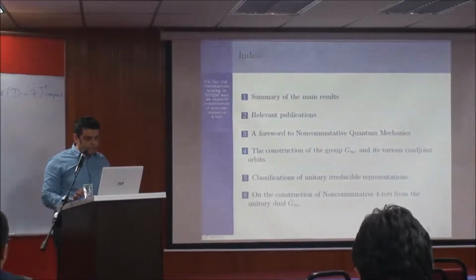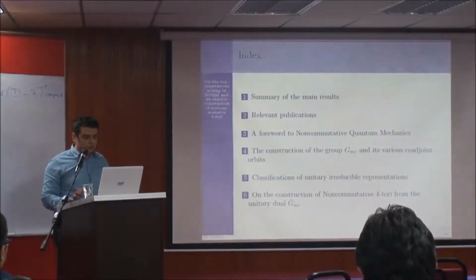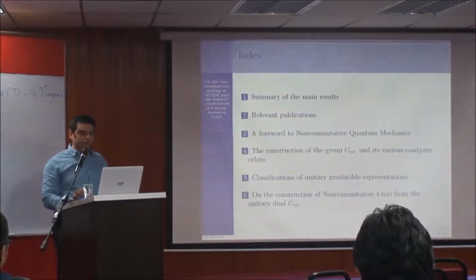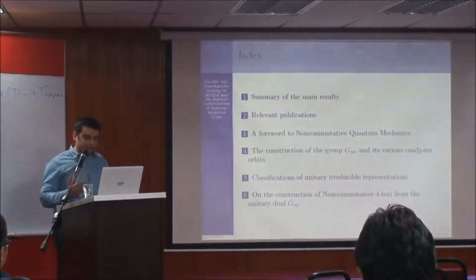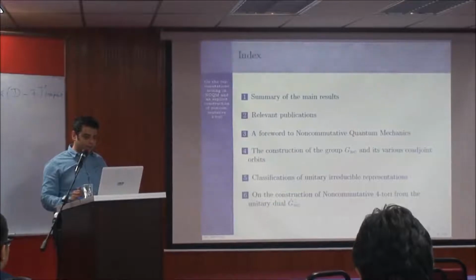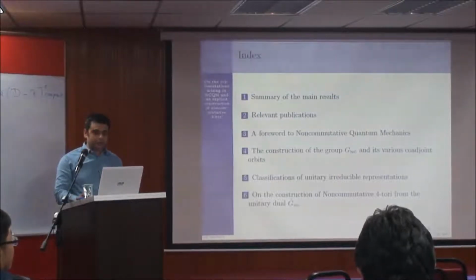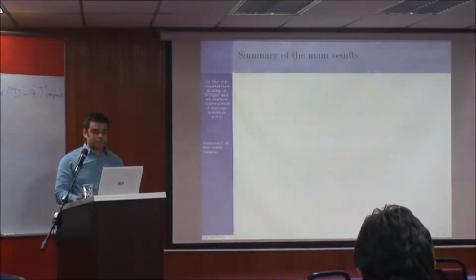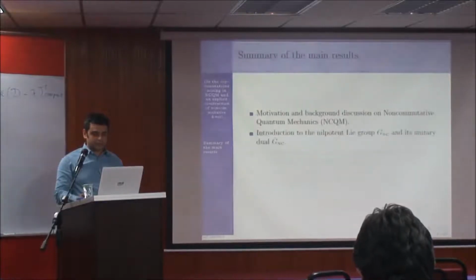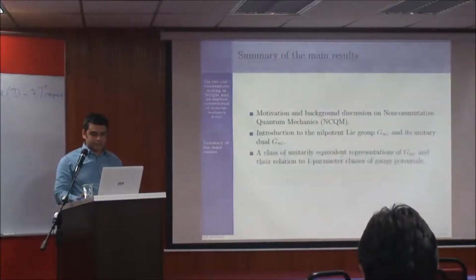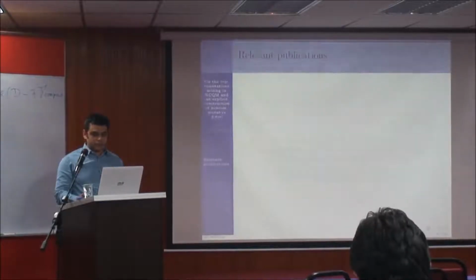And next I will show you how to compute the unitary reducible representations, I mean the unitary dual of that group using the method of orbit, and following that, after that we will construct the non-commutative factorial from the unitary dual. So let's get back to what we want to do.